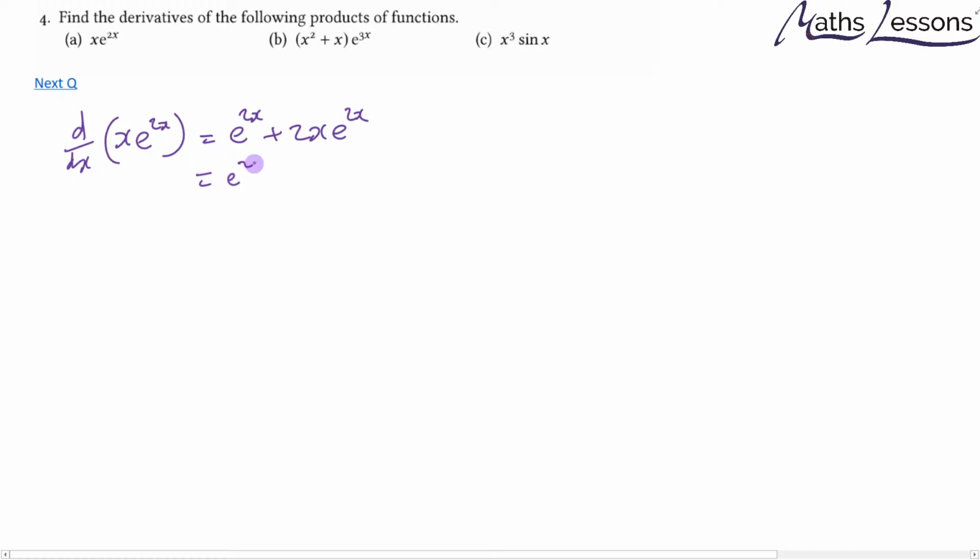And if you want, you could factorise this. It doesn't really matter if you do or you don't, especially if the question doesn't specify.